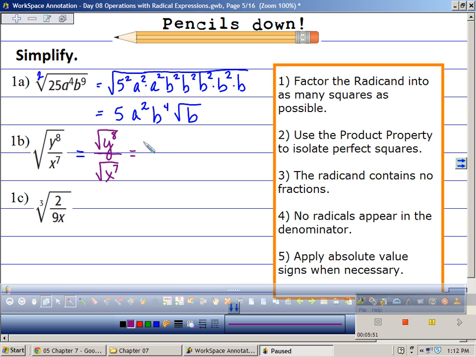Now let's talk about y to the 8th. Y to the 8th is really y squared how many times? 4 times. And x to the 7th is x squared how many times? 3 with 1 left over.